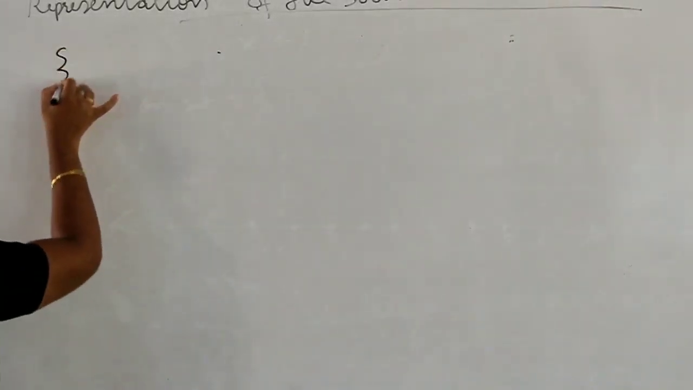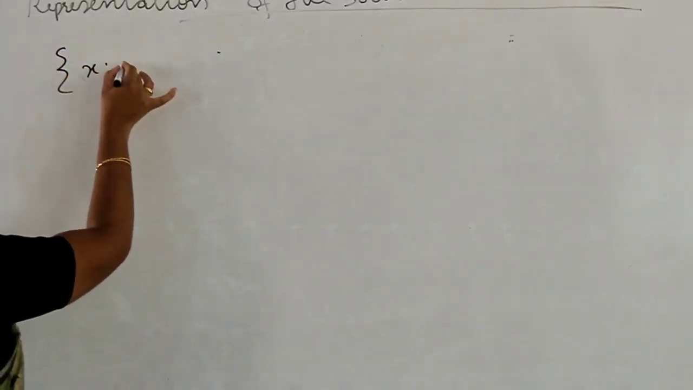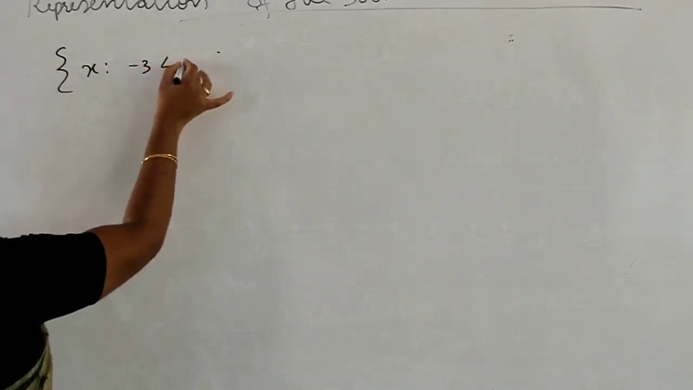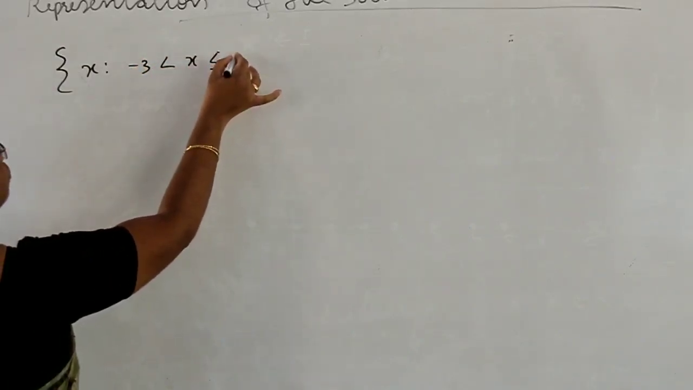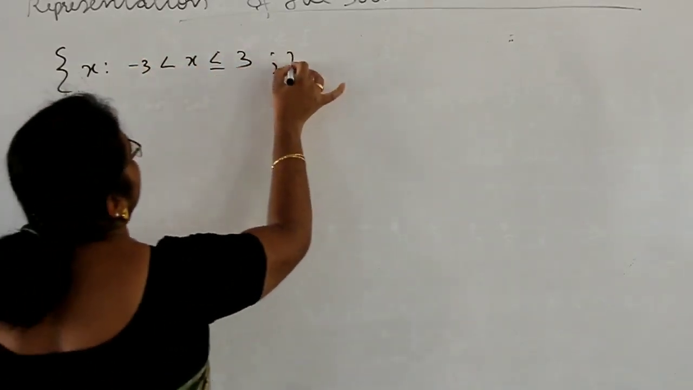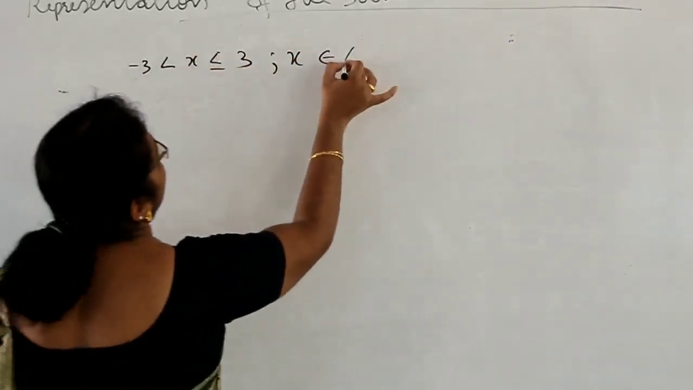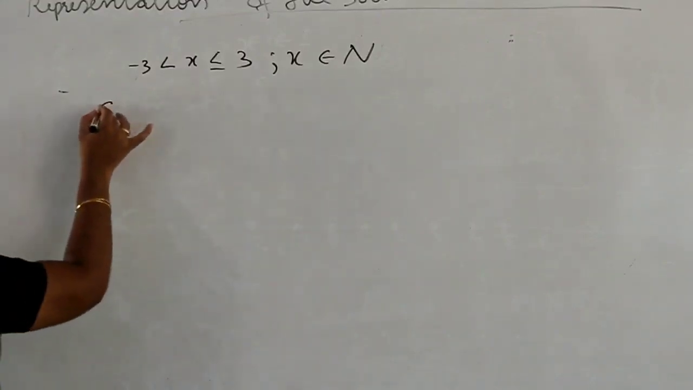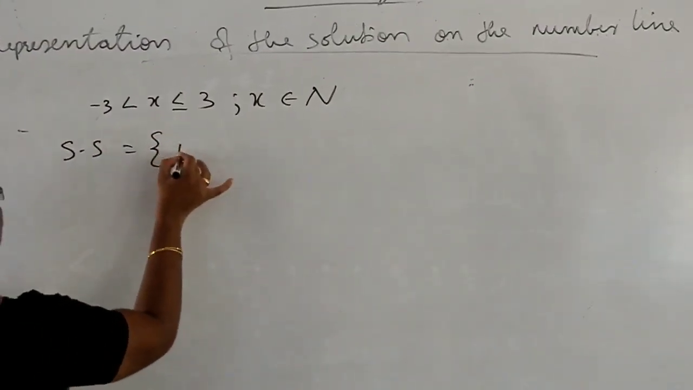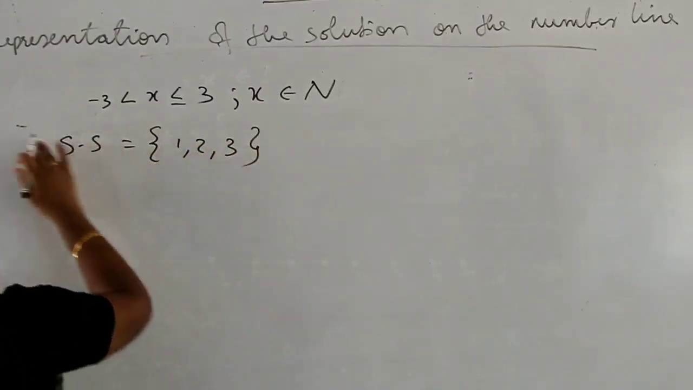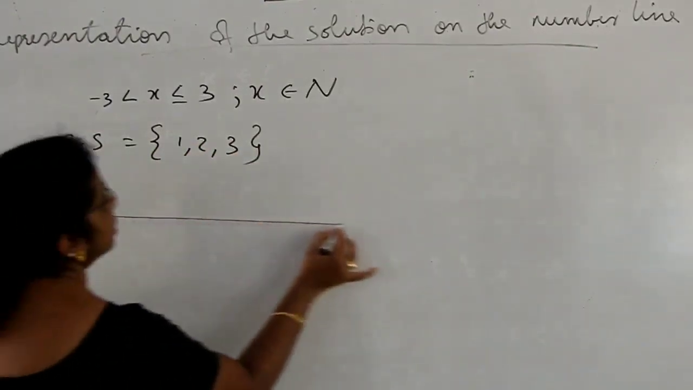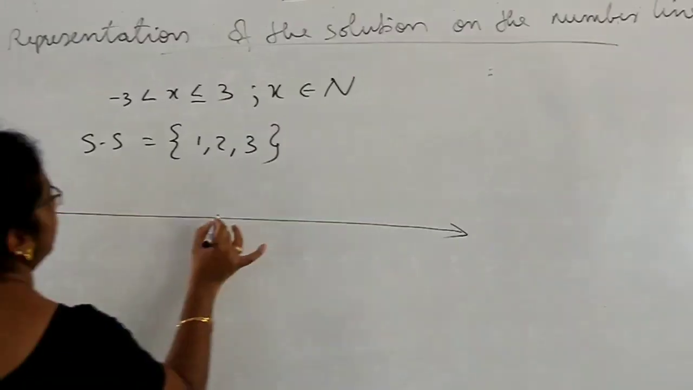let the inequation be, set of x such that minus 3 less than x less than or equal to 3, x belongs to natural number. So in this inequation case, minus 3 less than x less than or equal to 3, x belongs to natural number. The solution set is 1, 2, 3. We can represent this solution set on this number line in this way.